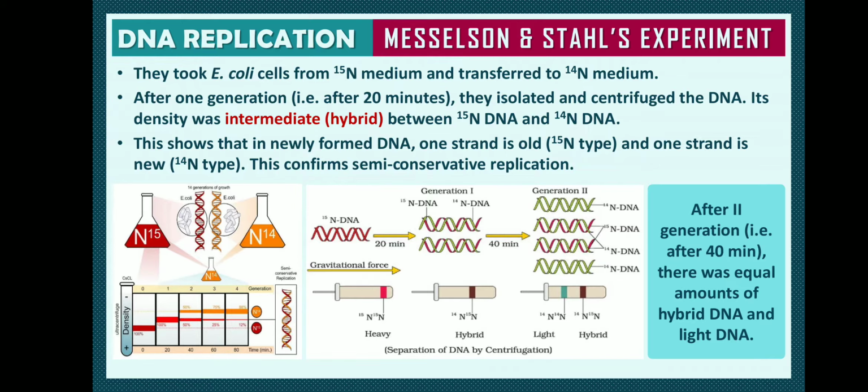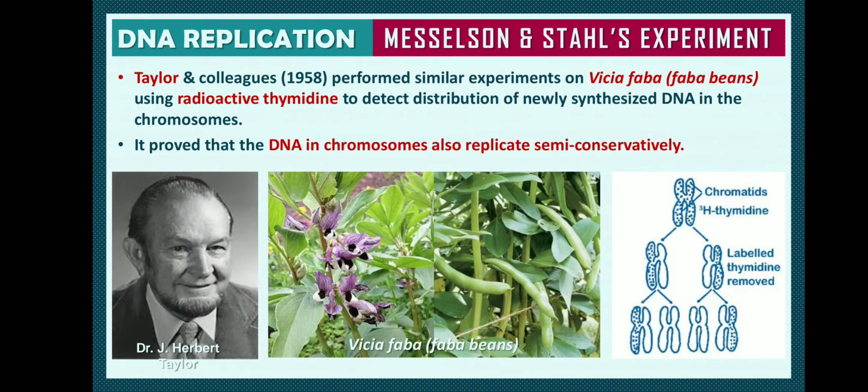Another experiment is in Vicia faba, that is, faba beans. One kind of interesting experiment, by Dr. J. Herbert Taylor and his colleagues, was performed on Vicia faba beans using radioactive thymidine to detect the distribution of newly synthesized DNA in the chromosome, and it proved that DNA in a chromosome also replicates in a semi-conservative way.